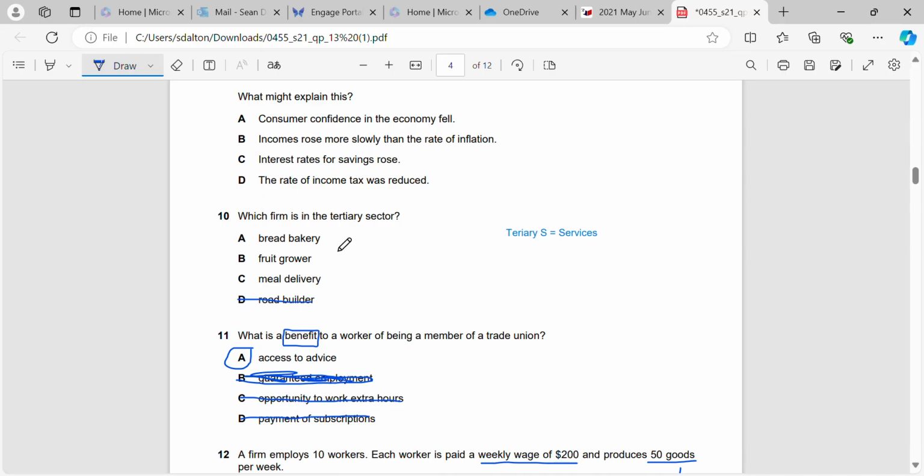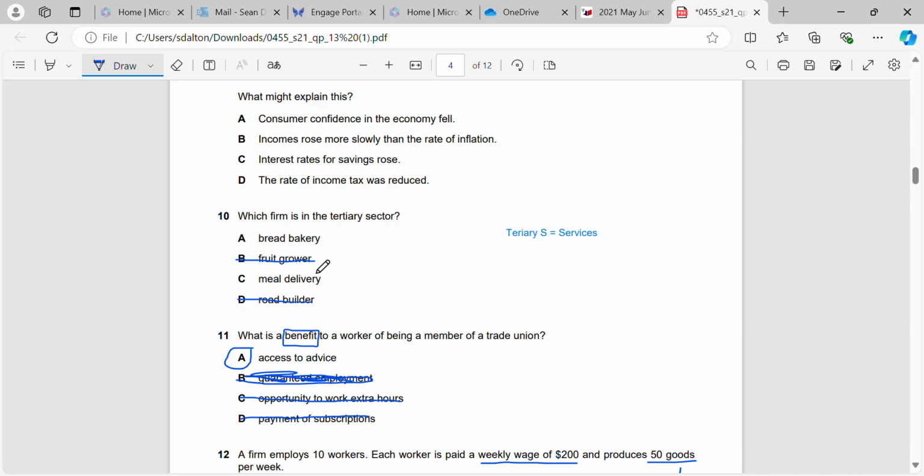Is it likely to be a fruit grower? No. They're likely to be in the primary sector, where our keyword is the extraction of natural resources. So a fruit grower is somebody who will extract natural resources. The resources are there already to grow the fruit, and then they will take them themselves. That's primary sector. So we're left between a bread bakery and a meal delivery.